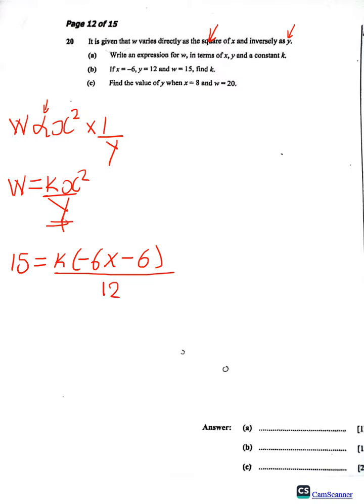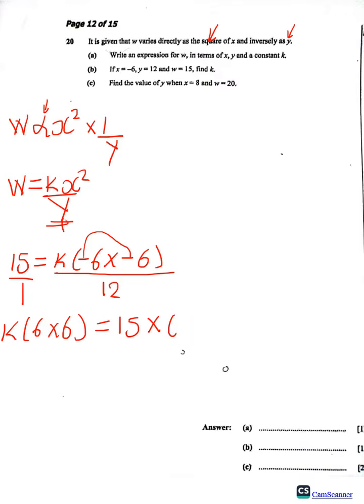Our y is 12. Now there are so many ways in which we can simplify this question. You just have to find what works for you. As for me, I like to do it like this. I'll just say over 1. I'm not going to find the actual product of 15 times 12. I'll just leave everything like this. I know that a negative times a negative will give us positive, so I'll just write 6 times 6. I know it's 36, but I'll write it as 6 multiplied by 6, which is equal to 15 times 12.